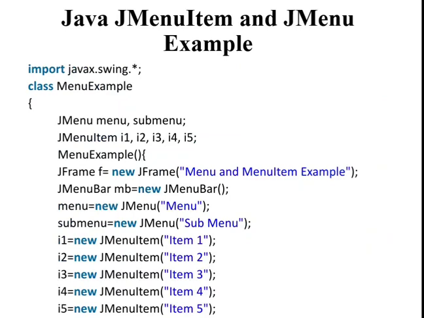The output of this program is in this way. It consists of a frame with the name menu and menu item. It consists of a menu, and three items are added in the menu, that is item 1, item 2, item 3, and we are creating another menu, that is submenu. In the submenu, item 4 and item 5 we are adding. This is the output for representing the menu and menu item example.